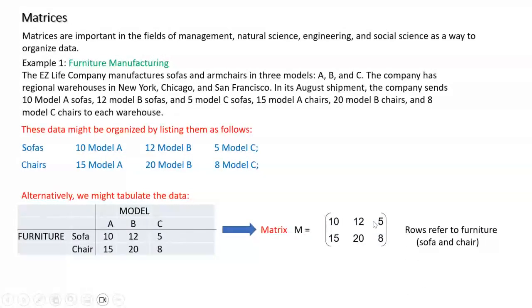These are the rows. They refer to the sofas and chairs. And the vertical, the columns, refer to the models, which are A, B, and C. Okay, so this is how data can be organized.